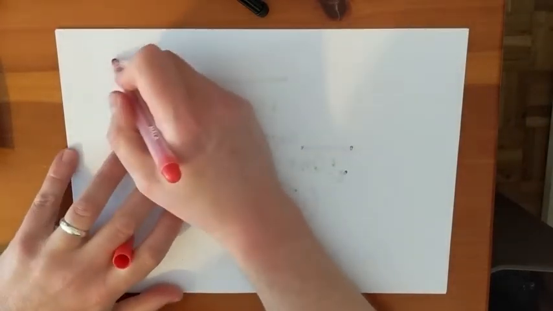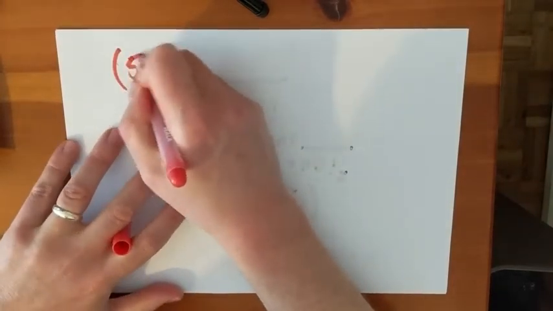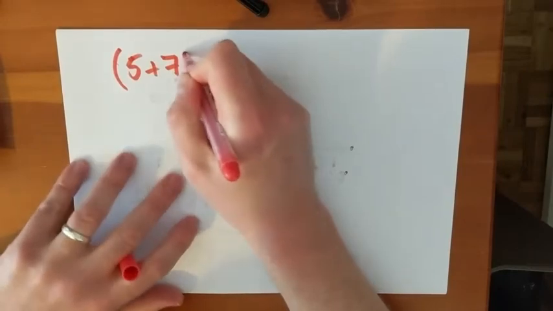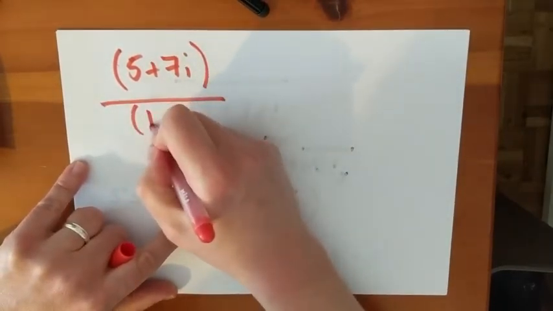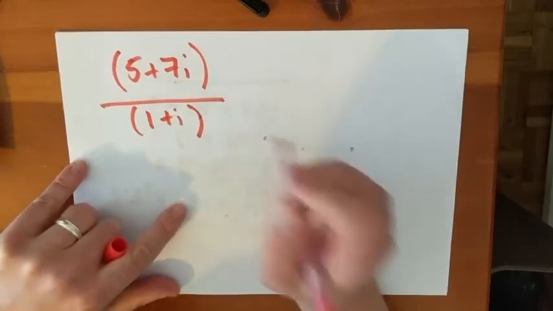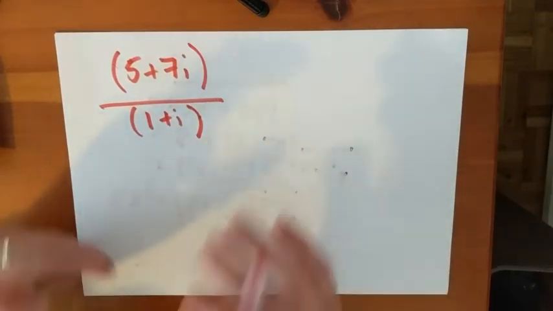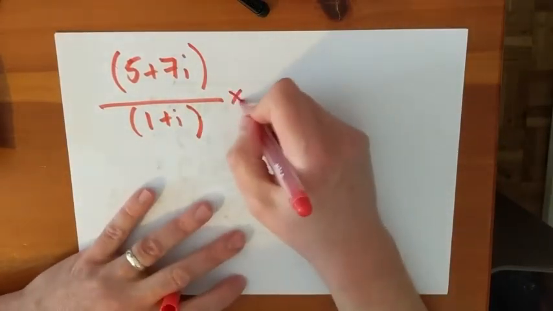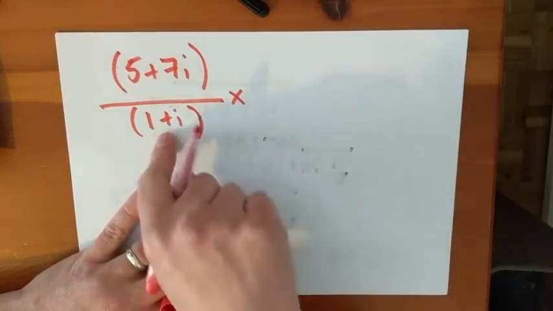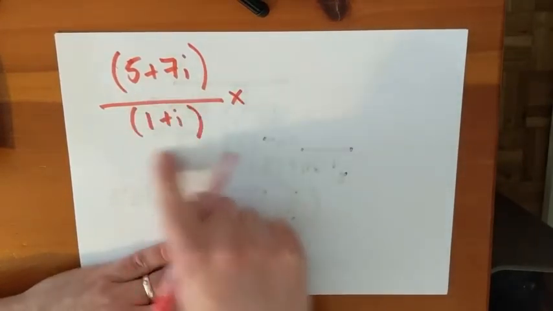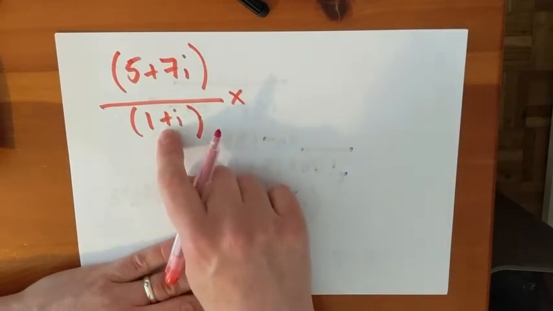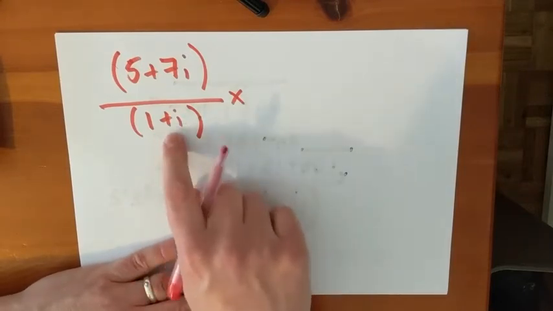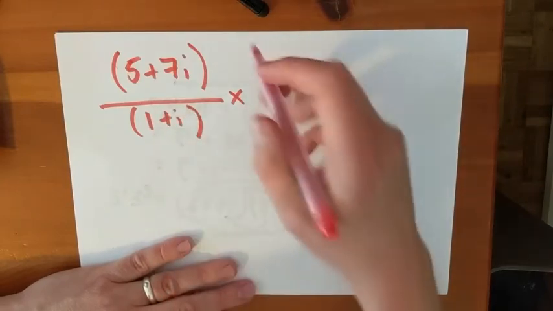This time I'm going to have, I don't know, 5 plus 7i. These are going to be horrible numbers. And here I'm going to have, let's just have 1 plus i. So what we need to do, if that's the division sum we're going to try and do, we multiply the top and bottom by what we call the complex conjugate of this. The complex conjugate is the same number, but instead of a plus in the middle, you have a minus. Or if you have a minus in the middle, it becomes plus.